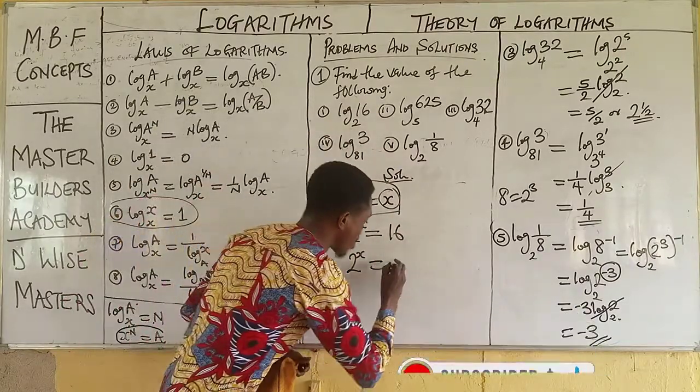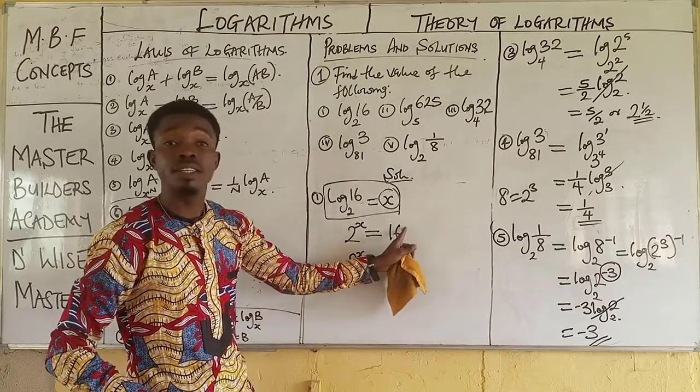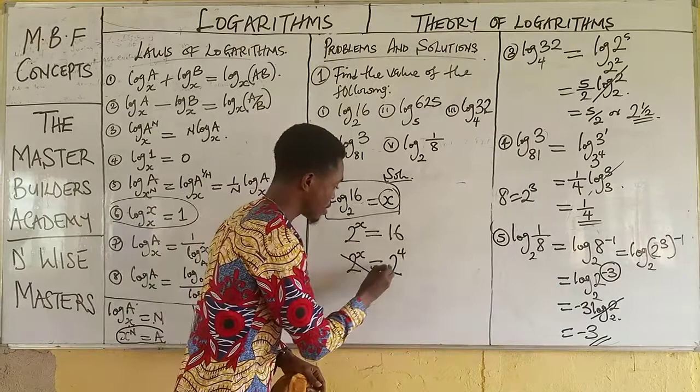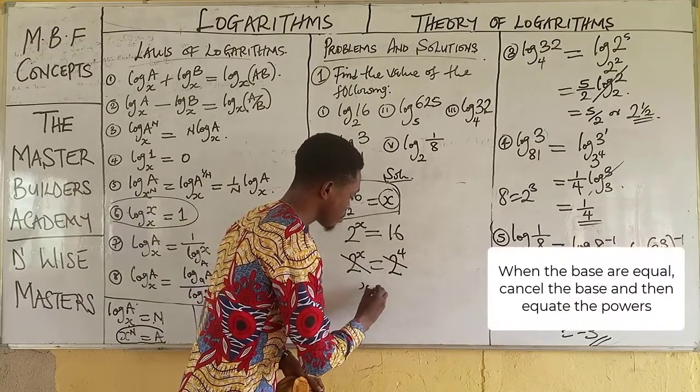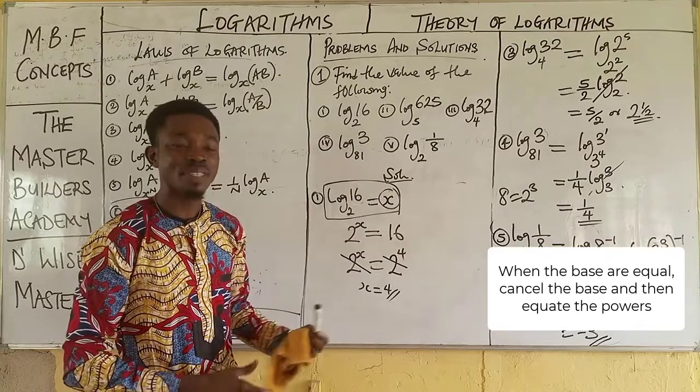And what will be the power of 2 to give us 16? It is 4. 2 raised to the power of 4 is 16. And at this point, the bases cancel, and you equate the power. Is this not wonderful? You can solve it this way.